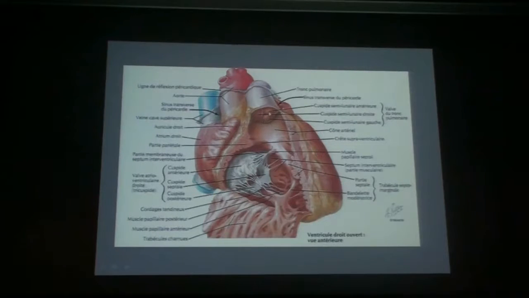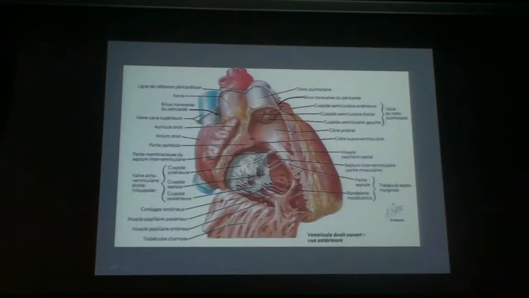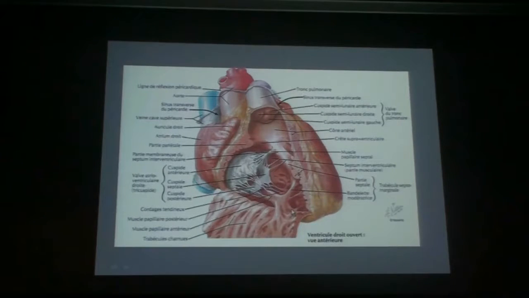You can see over here the pulmonary valve. Again, over here, the tricuspid valve is connected to pillars, to cordages, and there is a large variability of the anatomy of these pillars in terms of number and location.